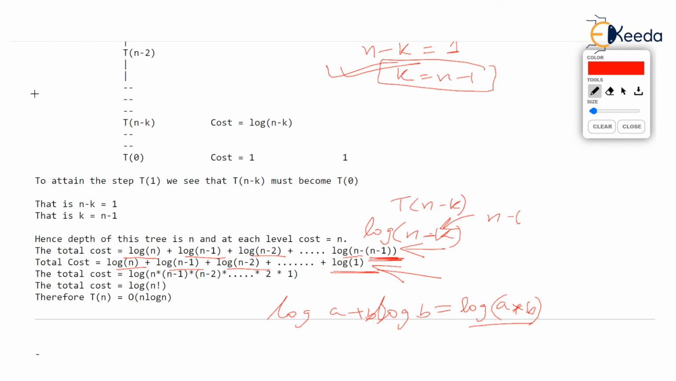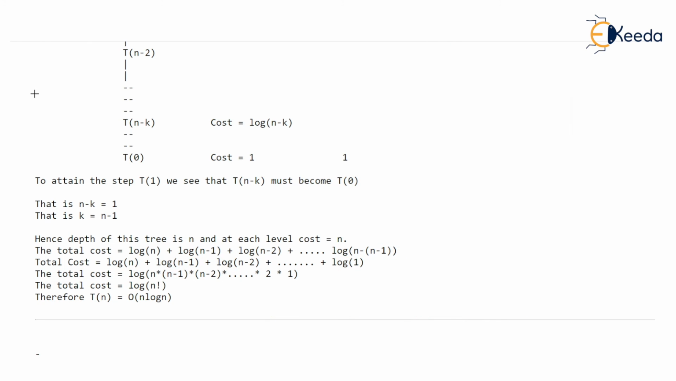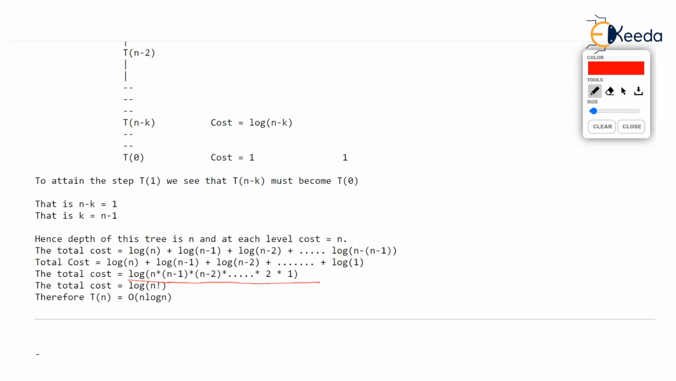So this entire addition of all the logs will turn out to be, wait a minute, let me switch on the marker again. Okay, the entire term is going to become log of n times (n-1) times (n-2) times ... times 2 times 1. That means log of n factorial. And remember, in the third video of the decreasing functions, the video named recurrence relation for decreasing function part 3, we saw that the upper bound of log of n factorial is O(n log n). That's how we got the answer.